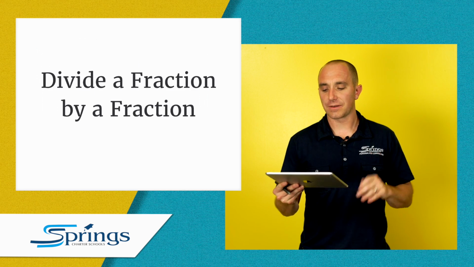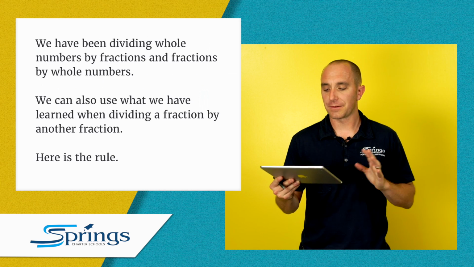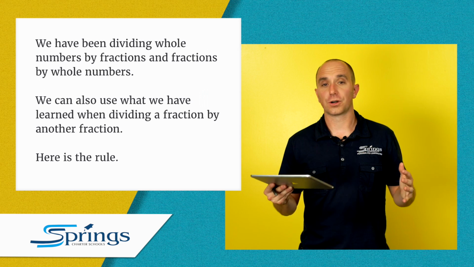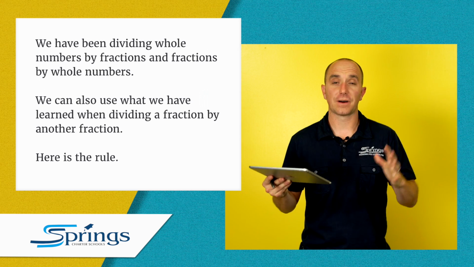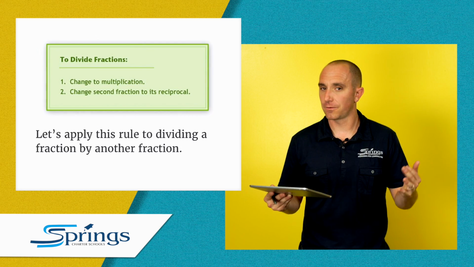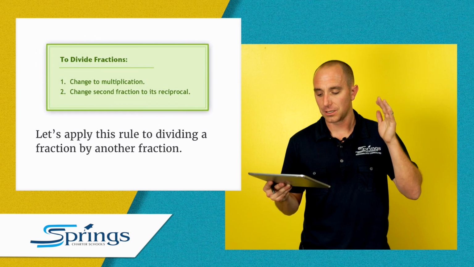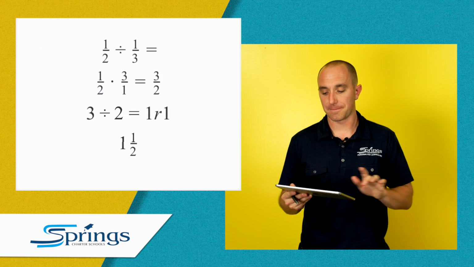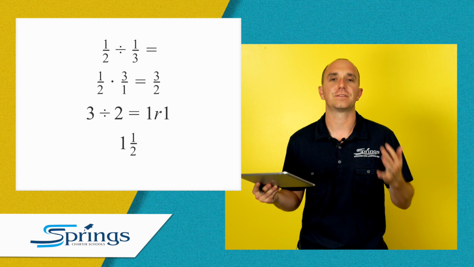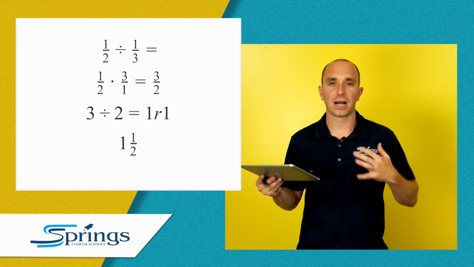Okay, so now let's divide a fraction by a fraction. We've been dividing whole numbers by fractions and fractions by whole numbers. We can also use what we've learned when dividing a fraction by another fraction. So here's the rule. As we've seen before, change to multiplication, change the second fraction to the reciprocal. Keep, change, flip. So now let's apply it. So we have 1/2 divided by 1/3. And I know right now you guys are thinking, wait, we've done this before. And we have. So let's just really cement this into our minds so that we have it forever.